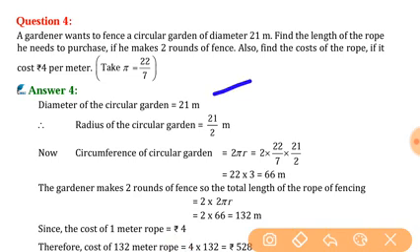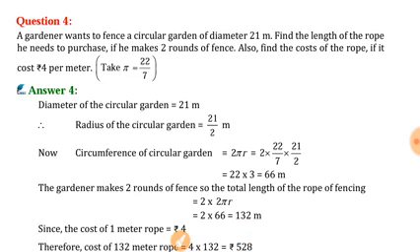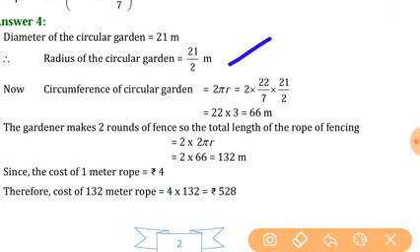So diameter of garden is 21 meter. Then the radius of the circular garden is 21 by 2 meter. Keep it like this only, don't write it as a decimal, in the calculation you can understand. So circumference of circle, because to fence means we have to find the circumference. To paint or to keep something means we have to find the area. So 2 pi r is equal to 2 into 22 by 7 into 21 by 2. Radius is 21 by 2. 7 ones are 7, 7 threes are 21. So 2 and 2 get cancelled. 22 into 3 is 66 meter.